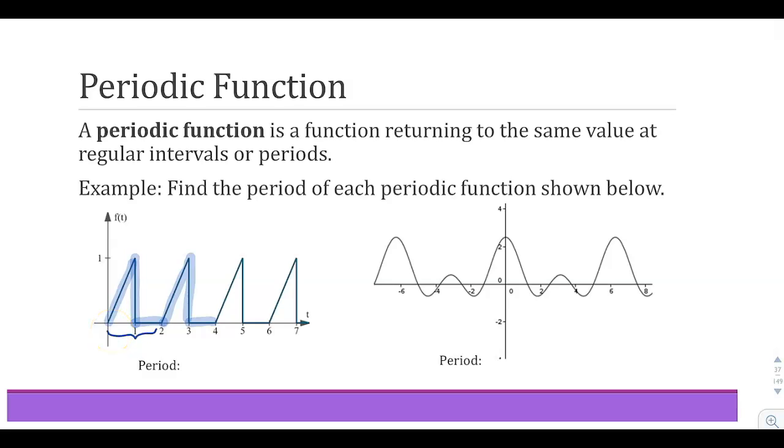So here, the period would be 2 units, right? That horizontal distance from 0 to 2. So we can see the next one is between 2 and 4, also 2 units. So the period here is 2.